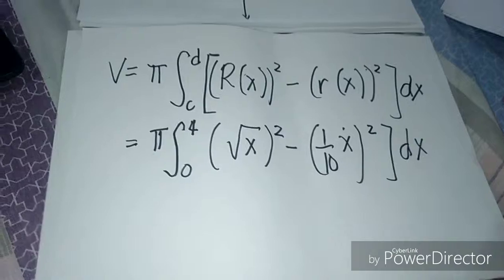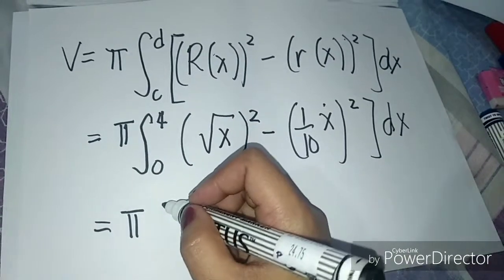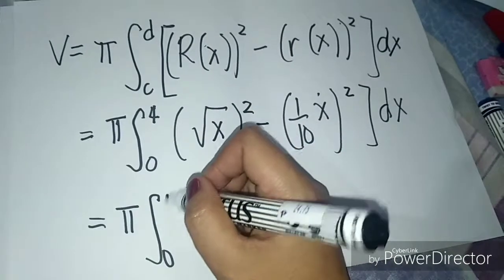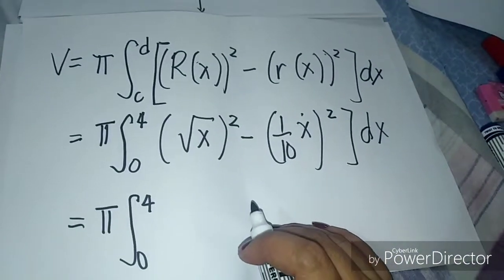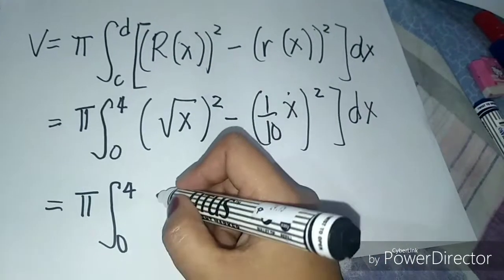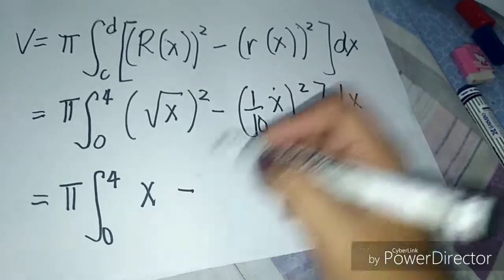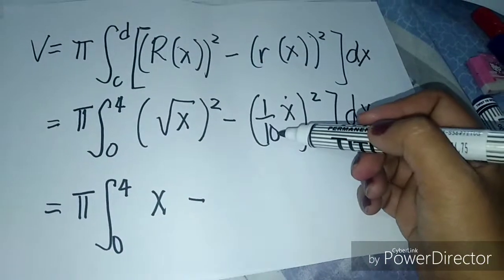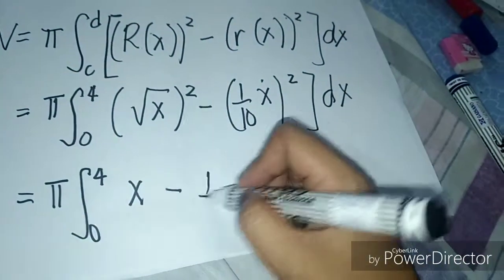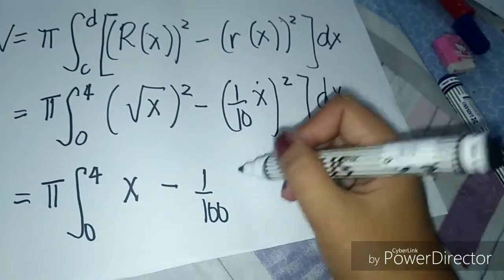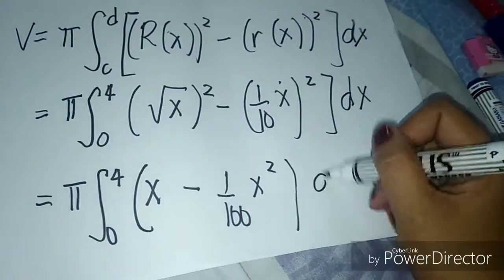Okay, then let us operate. It is equal to pi, the integral from 0 to 4 with respect to x. Then the square root of x squared is equal to x only, minus 1/10 squared, which is 1/100, times x squared, dx.